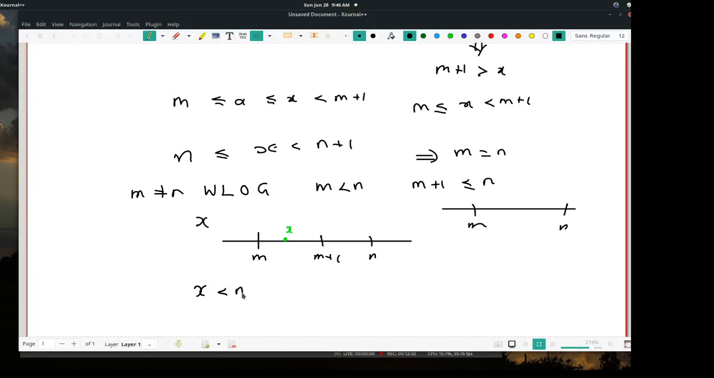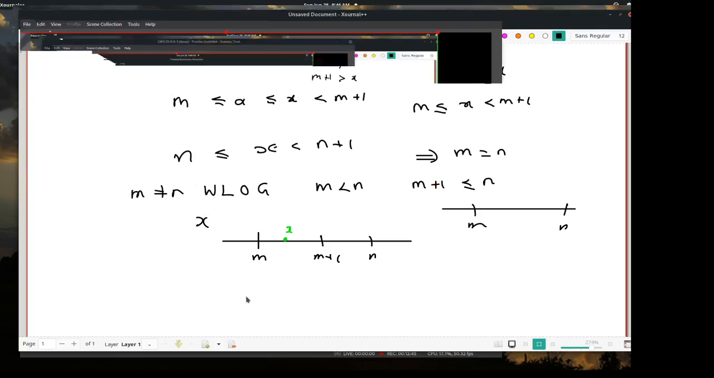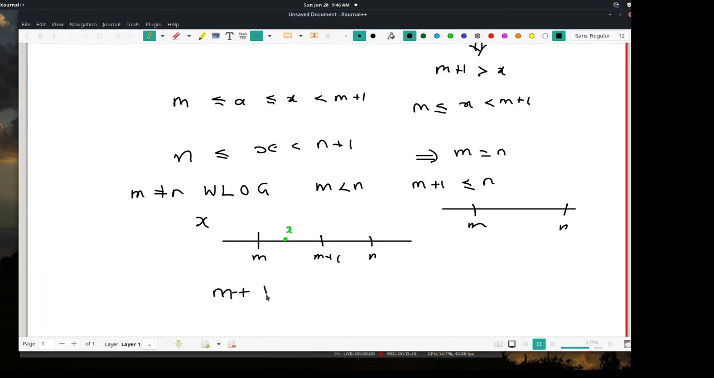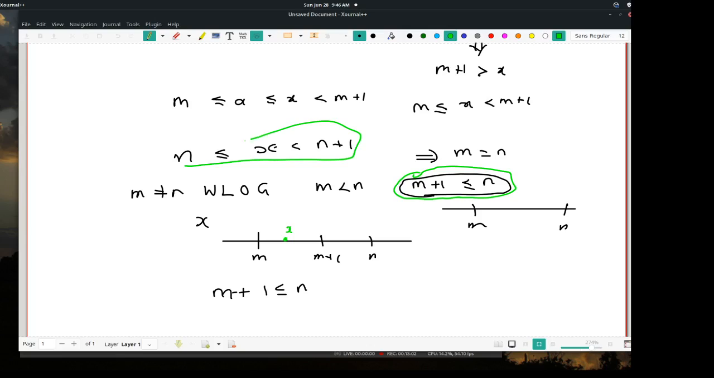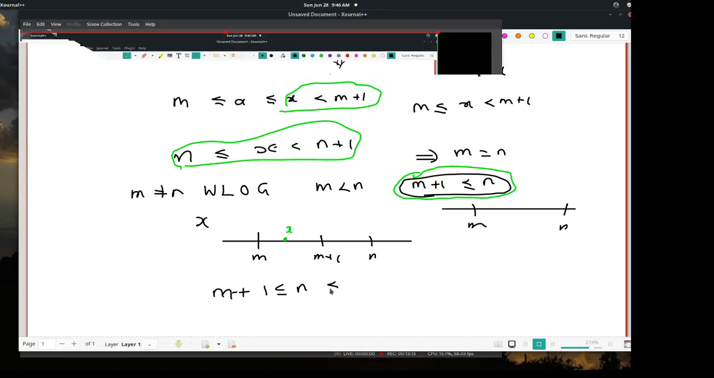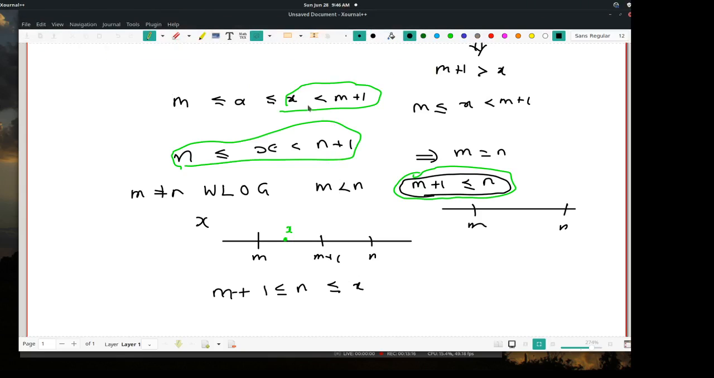N is less than or equal to X. Okay. Now, M plus 1 is less than or equal to N. Right. I am using this. Okay. And I am also going to use this. And I am going to use this. So, M plus 1 is less than or equal to N, and N is less than or equal to X according to this, therefore, in particular, M plus 1 is less than or equal to X.